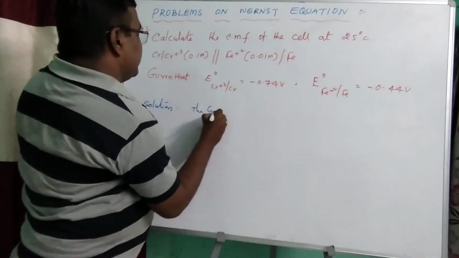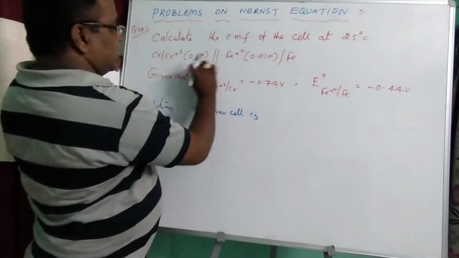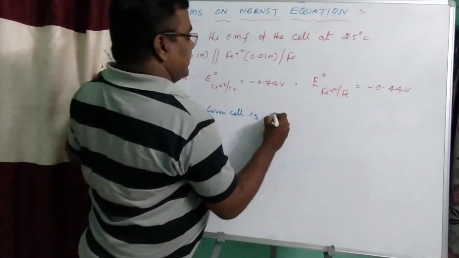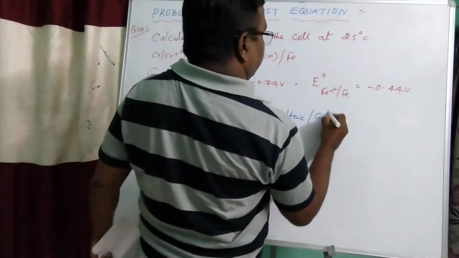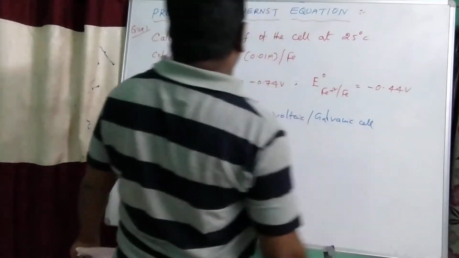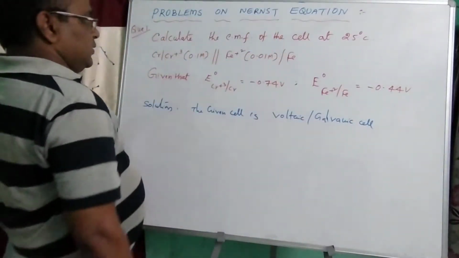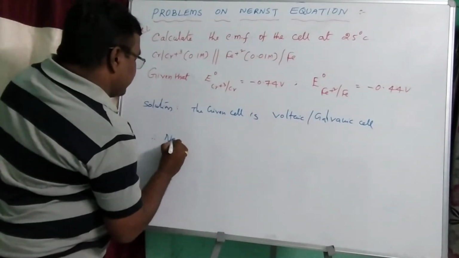So the given cell has a salt bridge, so the given cell is a voltaic or galvanic cell. The given cell is at room temperature. Therefore, the Nernst equation.